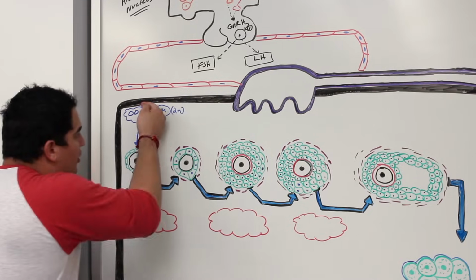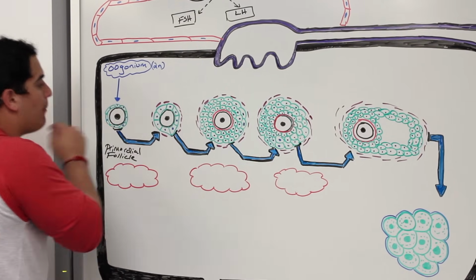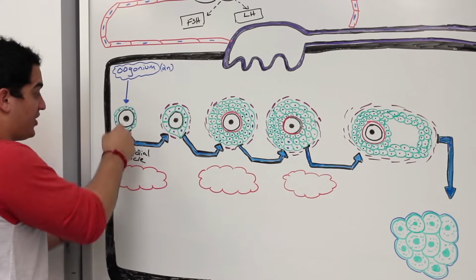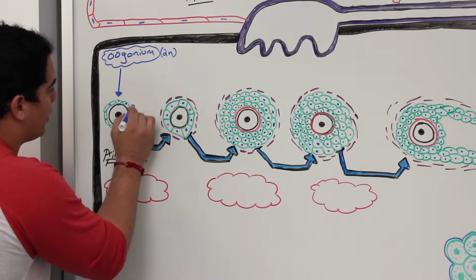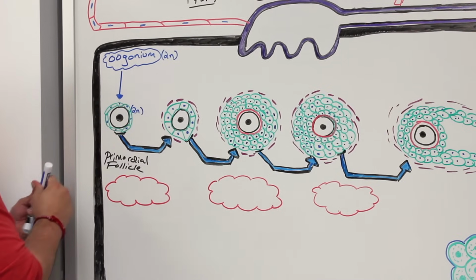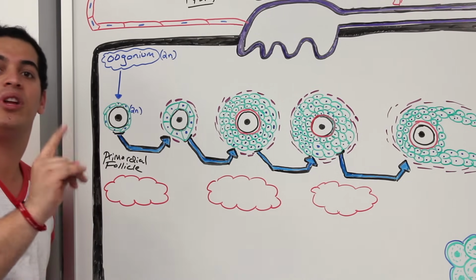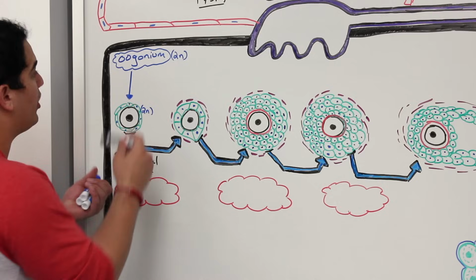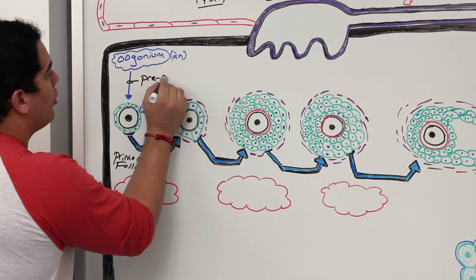And when is this occurring? When are you shifting from an oogonium, which is diploid, into a primordial follicle, which is still diploid? This is occurring during childhood, pre-puberty.